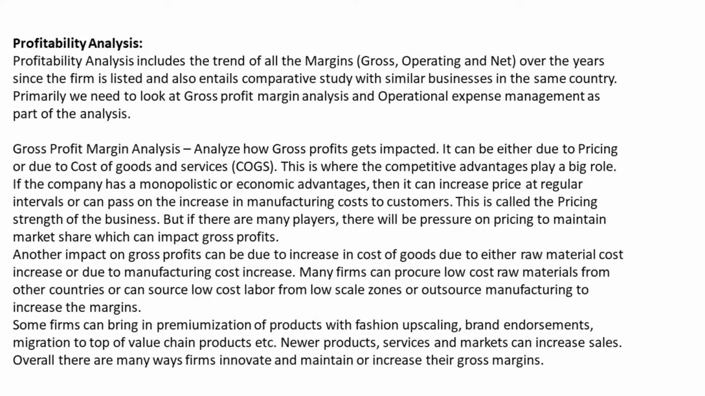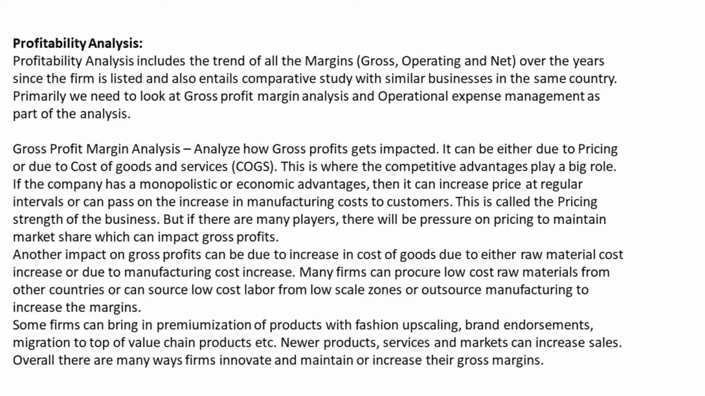Another impact on gross profits can be due to an increase in the cost of goods, due to raw material cost, because manufacturing or the cost of goods includes the raw material cost. When raw material cost increases, the cost of goods and the manufacturing cost increase. Many firms can procure low cost materials from other countries, source low cost labor from low scale economic zones, or even outsource manufacturing to increase their margin. So these are all associated with the cost of goods and services.